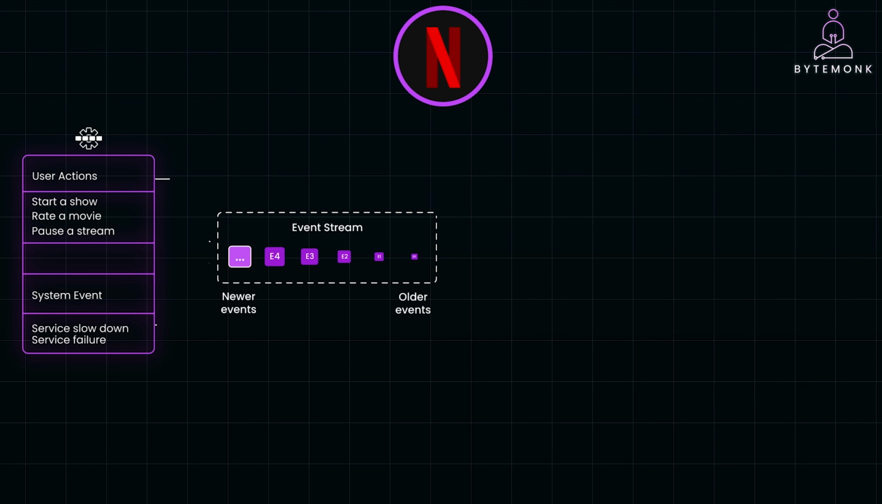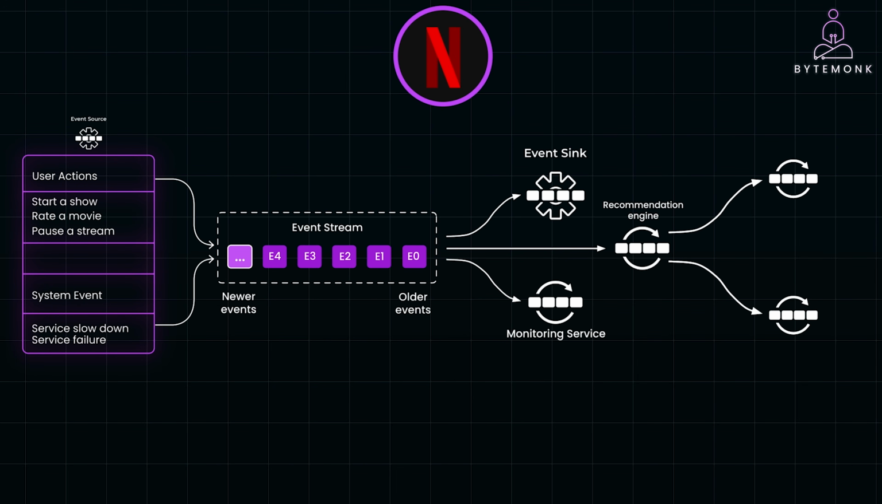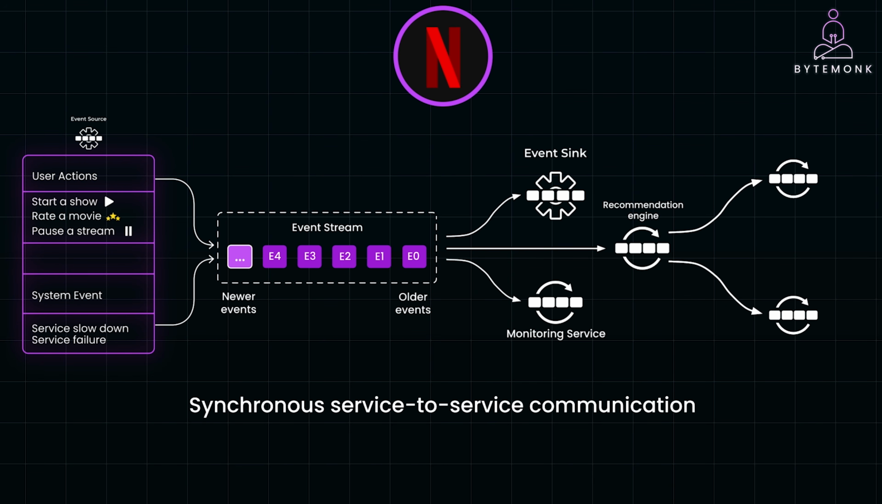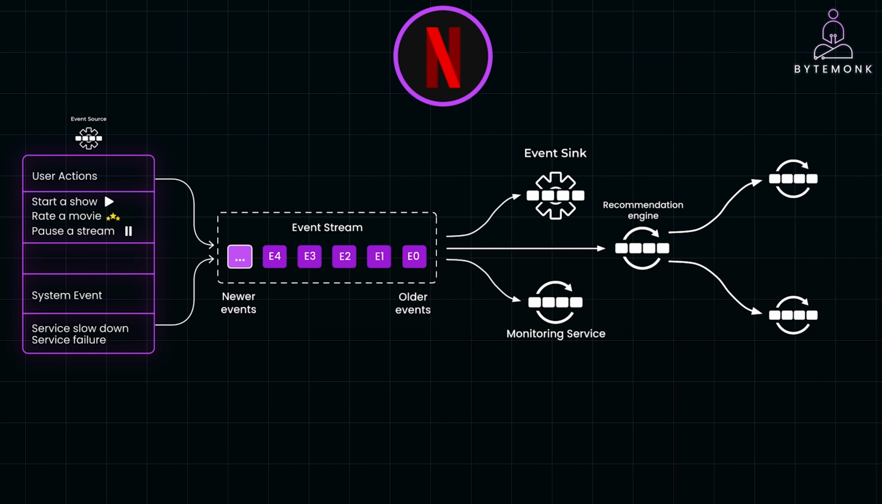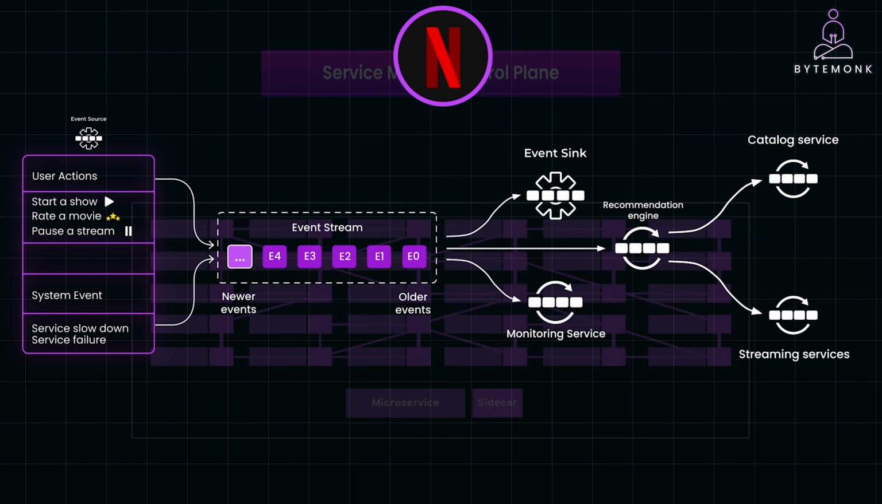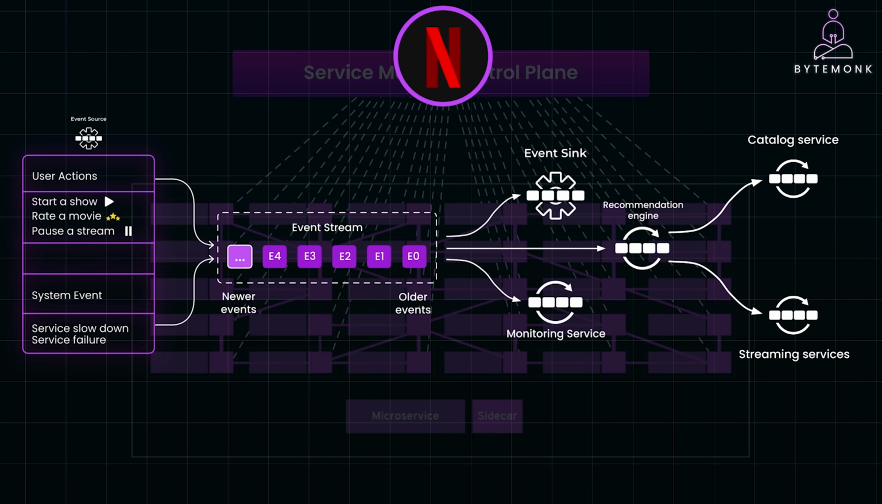So, Netflix uses EDA to manage real-time user events like watching, pausing, or rating content. These events trigger multiple downstream services asynchronously, such as recommendation engines or analytics systems. While event-driven communication is asynchronous, Netflix still needs synchronous service-to-service communication for real-time decisions, such as fetching data from its catalog service or streaming services. A service mesh would manage these synchronous calls, ensuring that the retries, load balancing, and traffic routing are handled transparently.